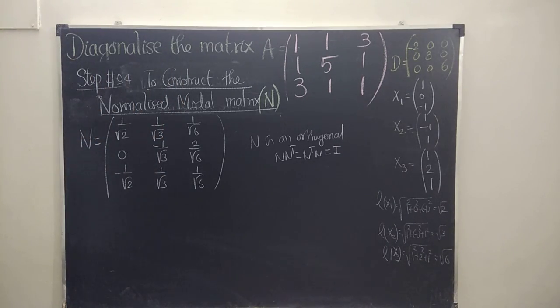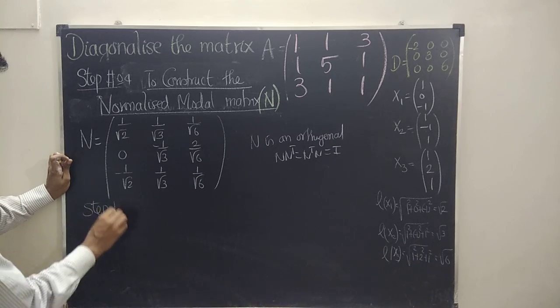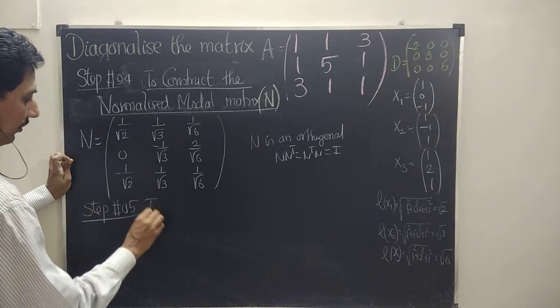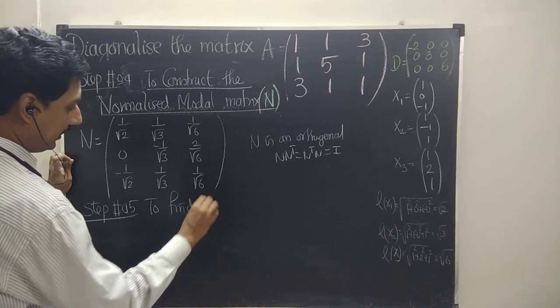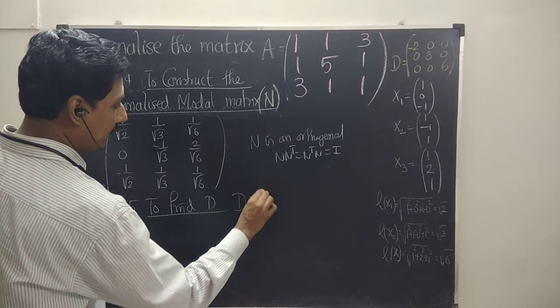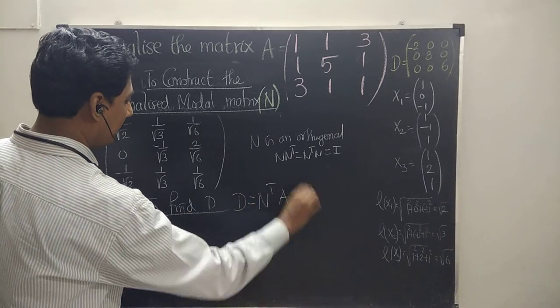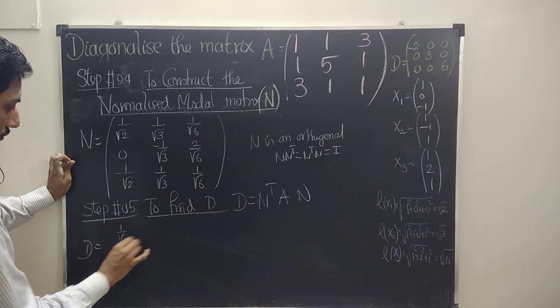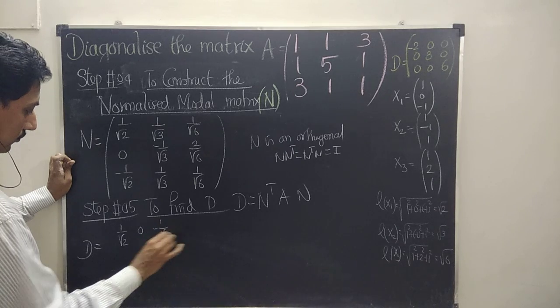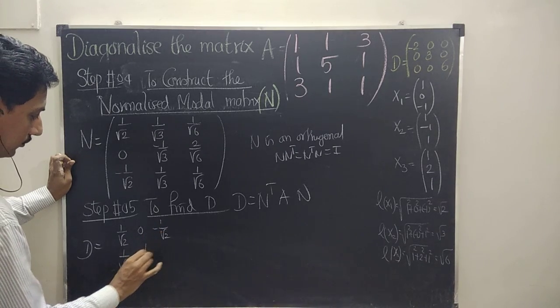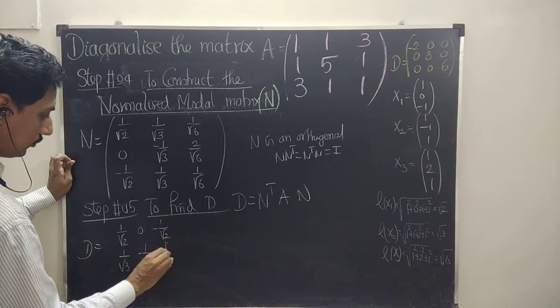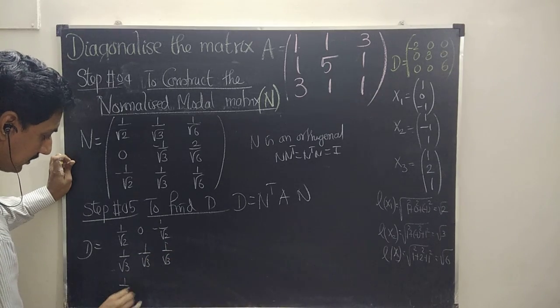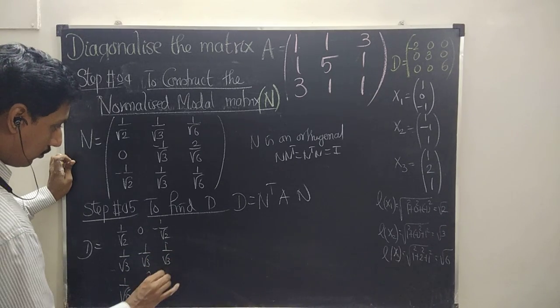What is step number 5? To find the diagonal matrix. So step number 5, to find the D. What's the D? D is nothing but the diagonal matrix, D equals N transpose A N. So D is equal to the transpose of this matrix: 1 by root 2, 0, minus 1 by root 2. Then 1 by root 3, minus 1 by root 3, 1 by root 3, 1 by root 6, 2 by root 6, 1 by root 6.